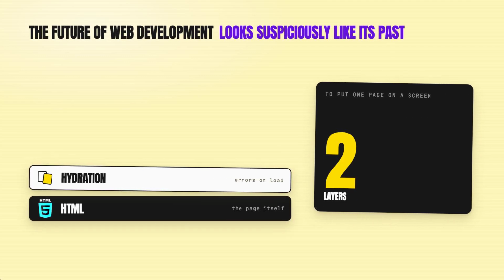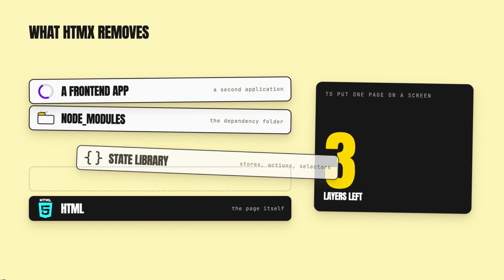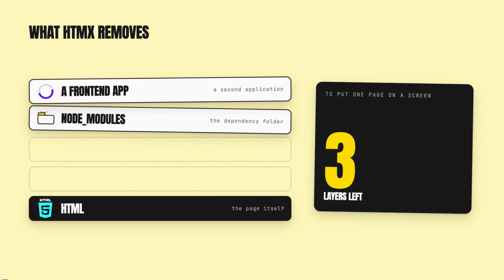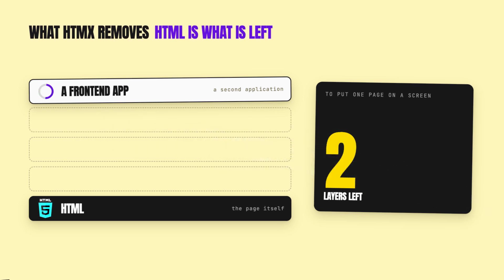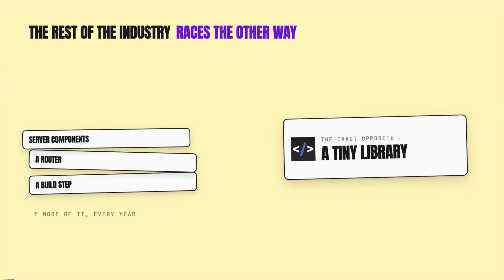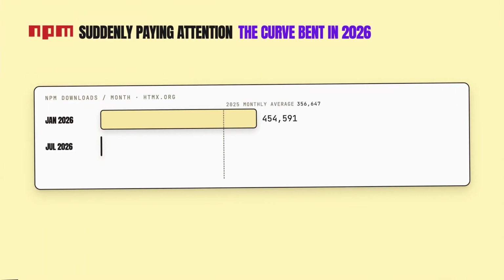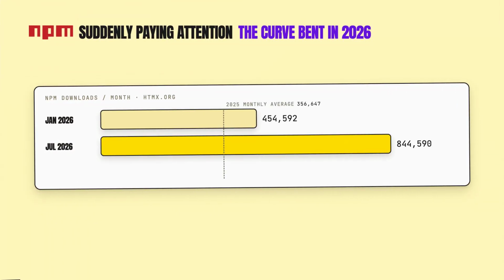What if the future of web development looks suspiciously like its past? No hydration errors, no complicated state management library, no enormous dependency folder, maybe not even a separate front-end application. While the rest of the industry races toward increasingly complicated frameworks, developers are suddenly paying attention to a tiny library that offers the exact opposite.